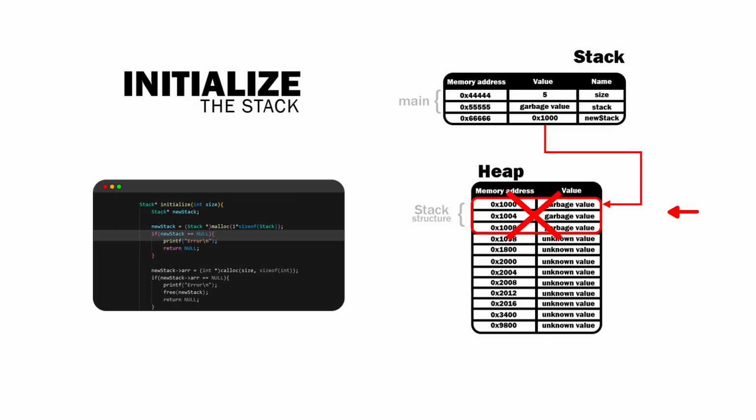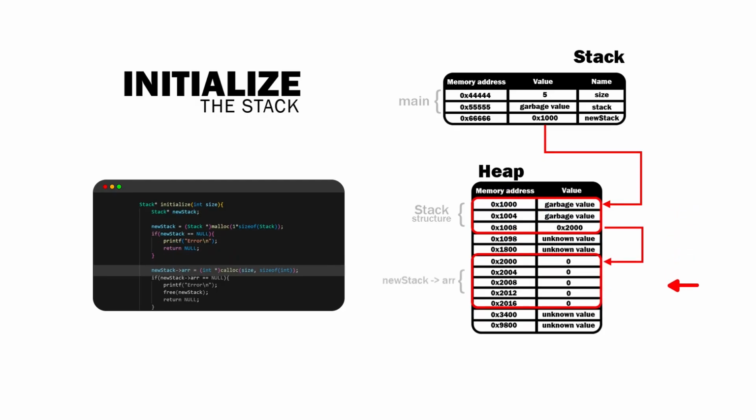We then allocate memory for the array field of the structure. This field is intended to store the elements of the stack. This memory is also located in the heap. The array field in the structure is updated to point to the first element of this new array. That means one of the fields of the structure now contains the address of a separate block of memory, which is also in the heap.